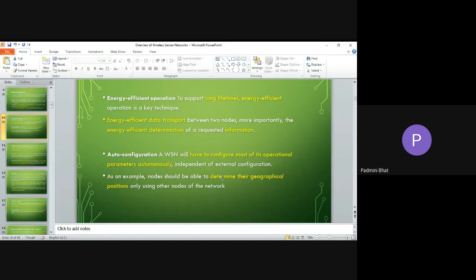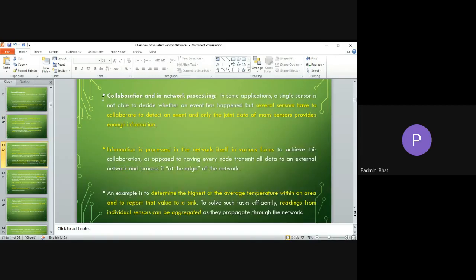See here, one of the examples is that nodes should be able to determine their geographical position, only using the other nodes of the network. It should not wait for the command from the remote control unit. Now, collaboration in networking processing.